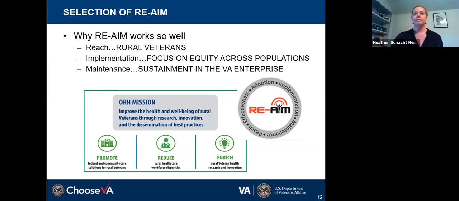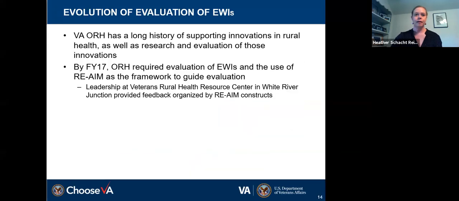And then maintenance, that push for sustainability, what I talked about, that was built into their funding model, that works really well as well. And then one thing that Borsuk and I were talking about recently is this focus on implementation, really a focus on equity across populations, and how do we make sure our implementation is doing that, because so many health conditions that we do see inequity in rural populations, or more disparities in their outcomes. So for those reasons, REAIM works really well.